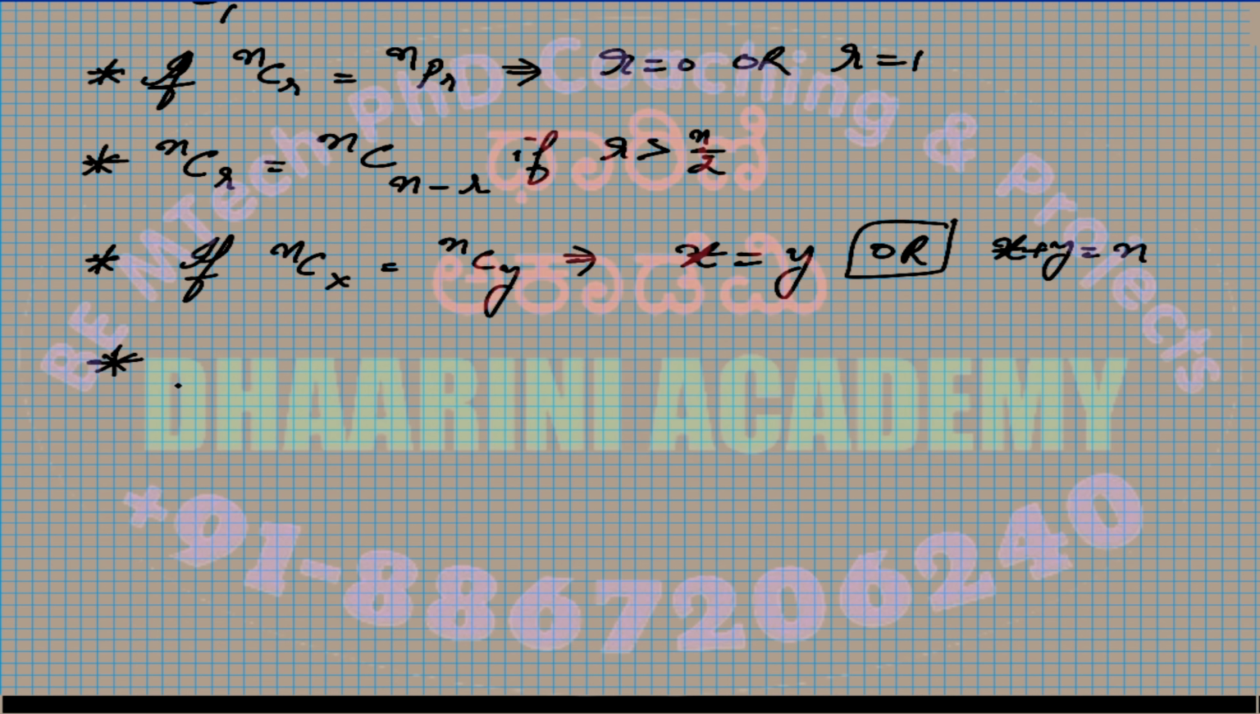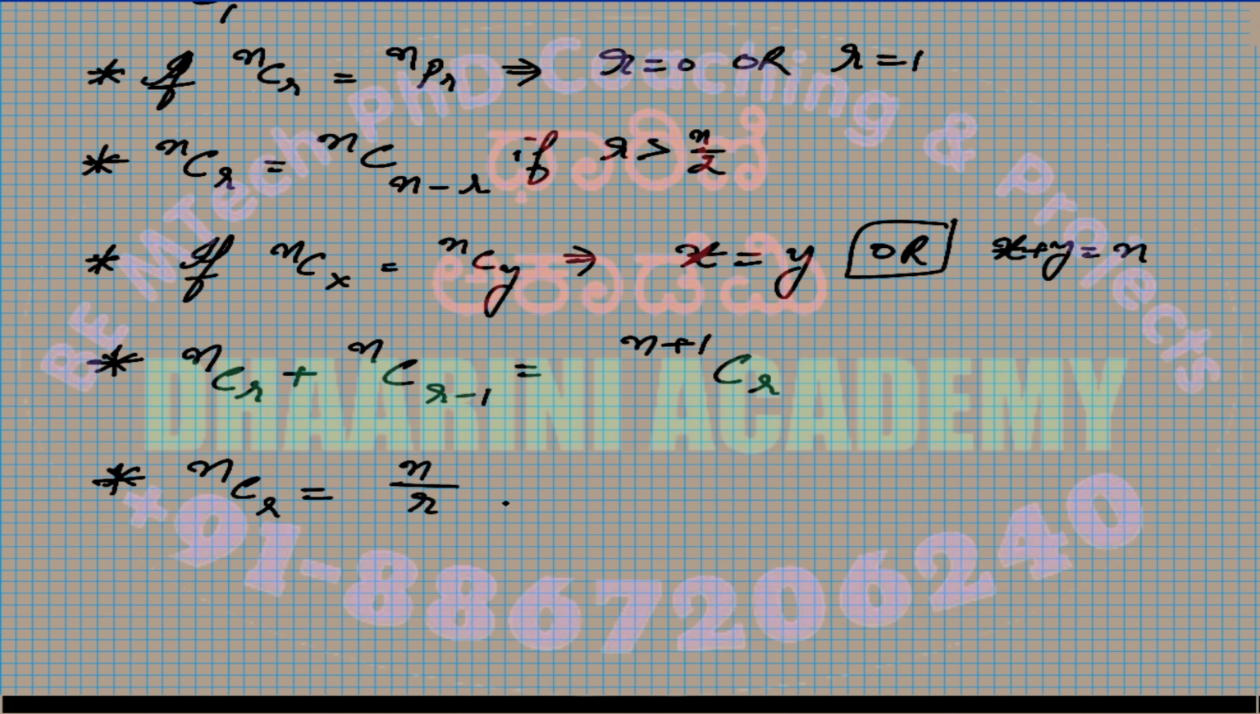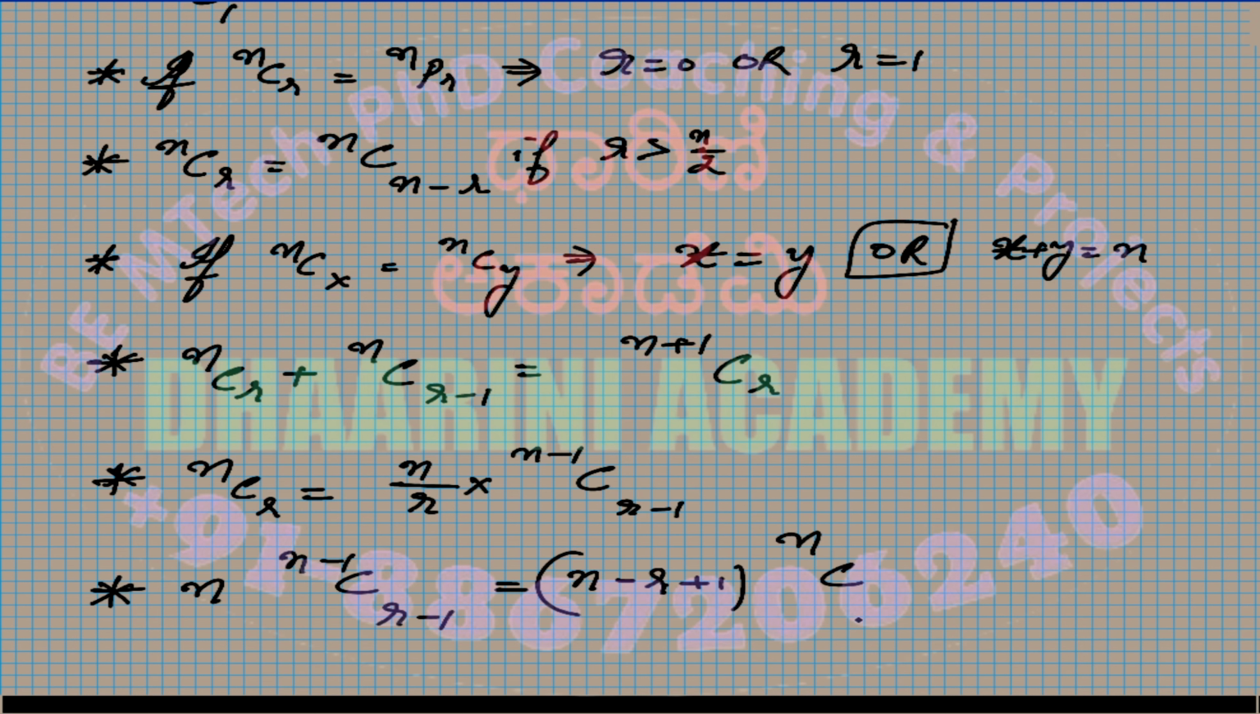Then the next one, nCr plus nC(r minus 1) is always equal to (n plus 1)Cr. The next property is nCr can also be written as n by r times (n minus 1)C(r minus 1). That's one important property. And the next important property is, if I write n times (n minus 1)C(r minus 1), this is the same as (n minus r plus 1) times nC(r minus 1).